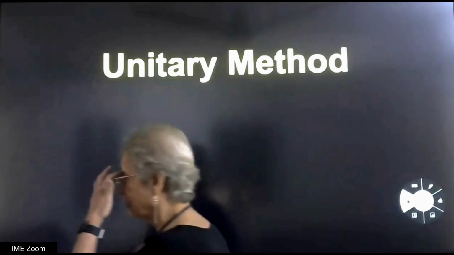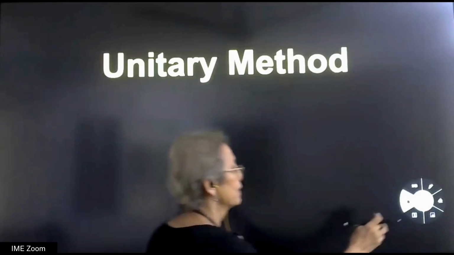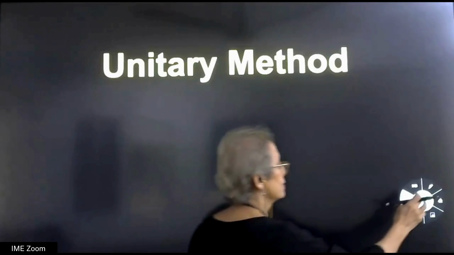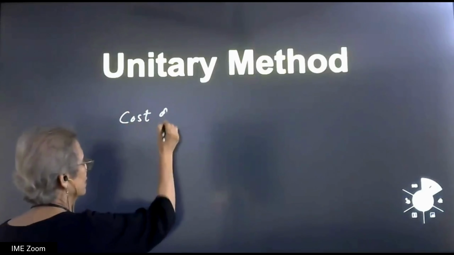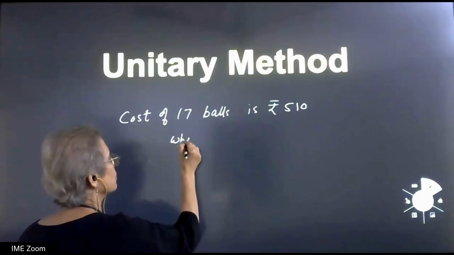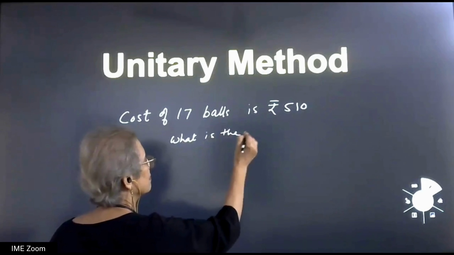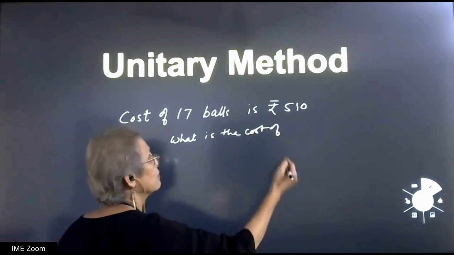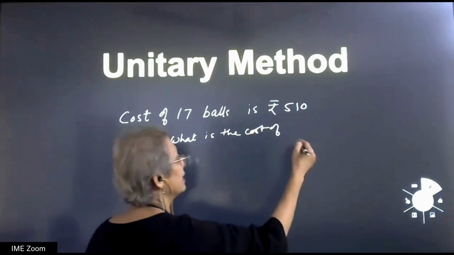For example, suppose the cost of 17 balls is rupees 510. Then what is the cost of 49 balls? Whatever, any number we can take, say 50 balls.